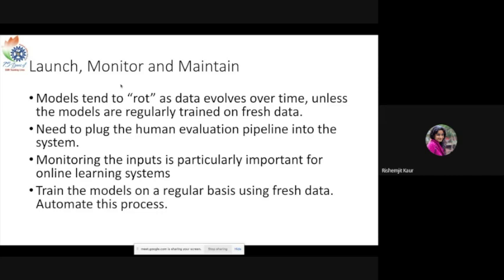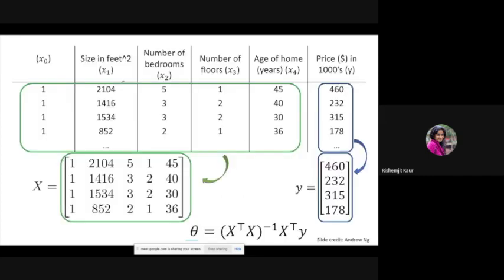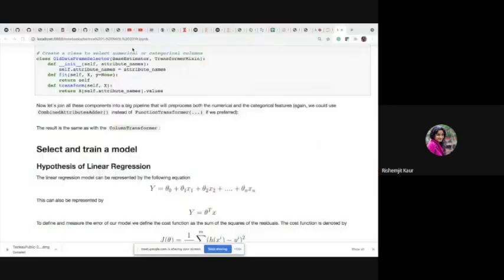So we train the model regularly using fresh data and we automate this process. Now I'll show you some of the code that we have here.